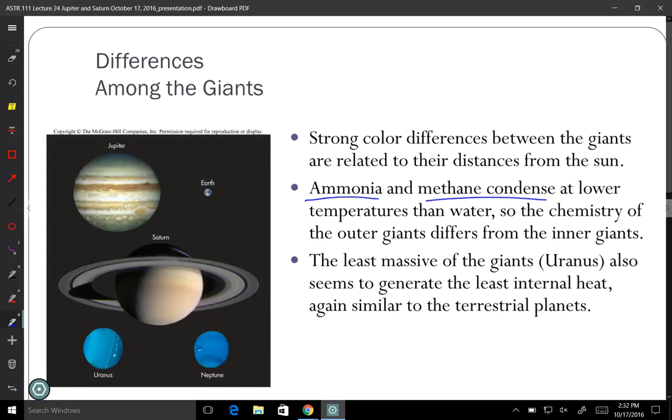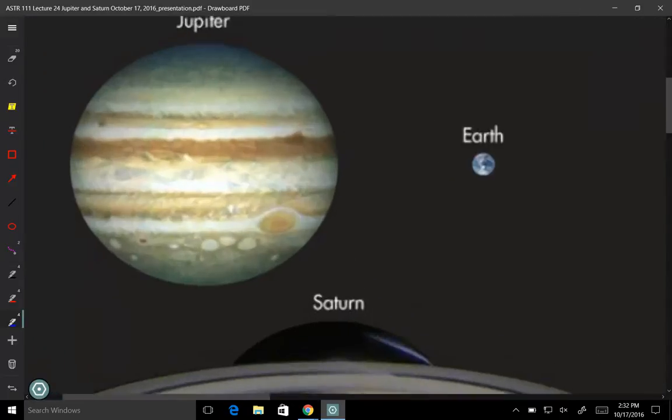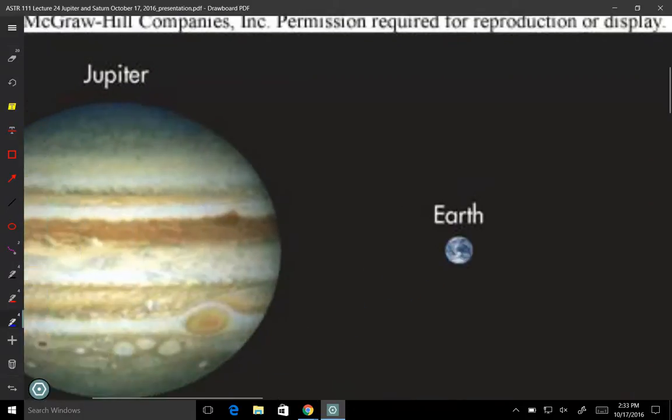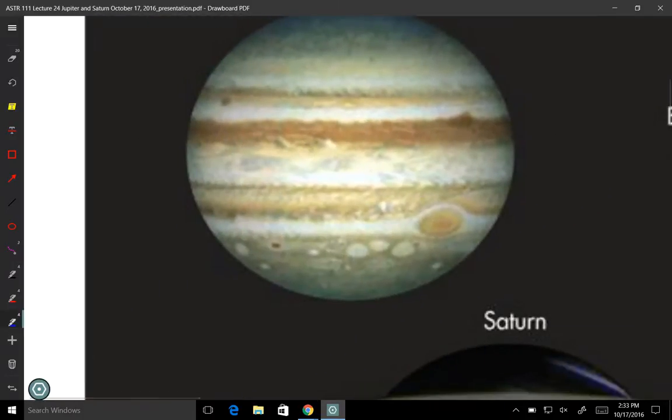So if we look, for instance, at Jupiter, I set it so it would show my motions better. I'm going to take that off because that's kind of annoying, isn't it? It's set for display to make it better.